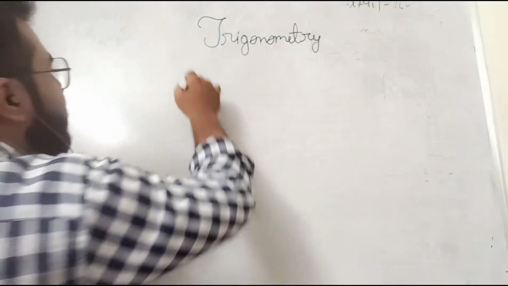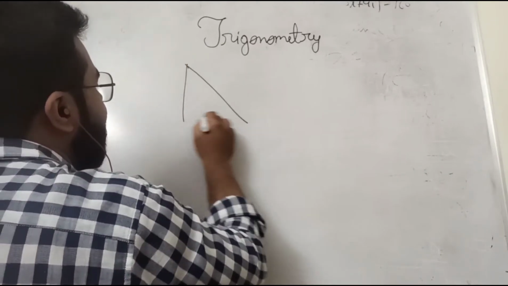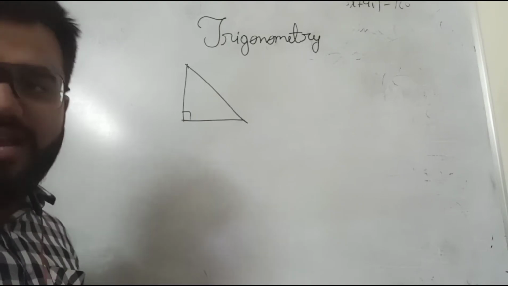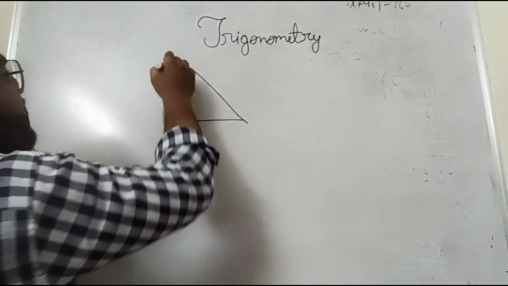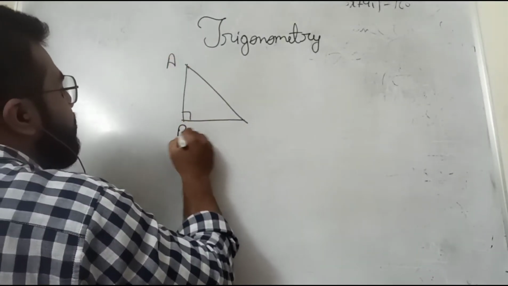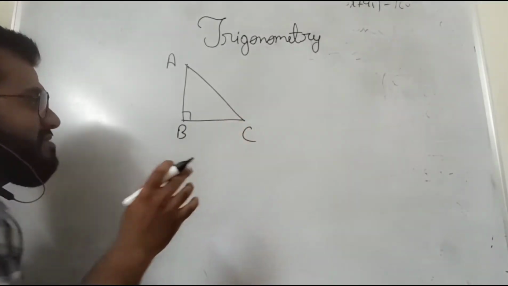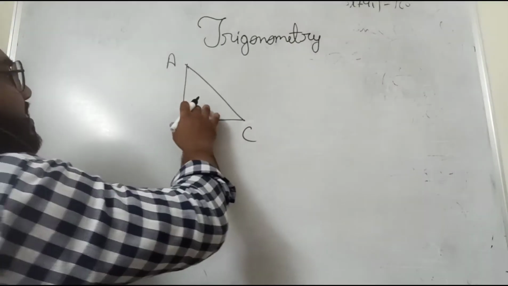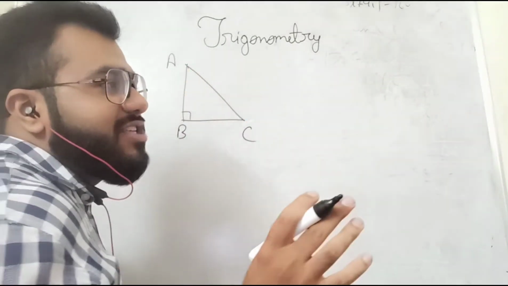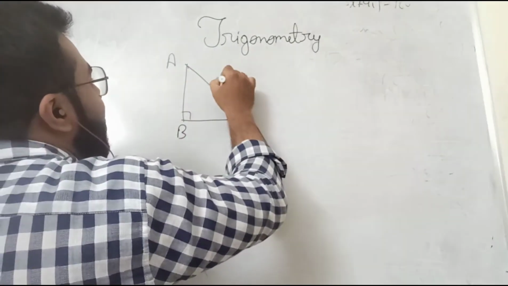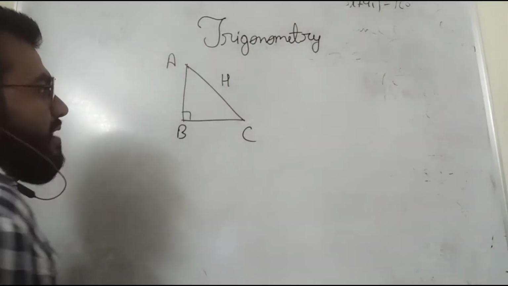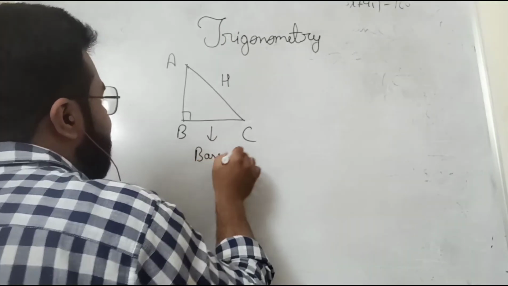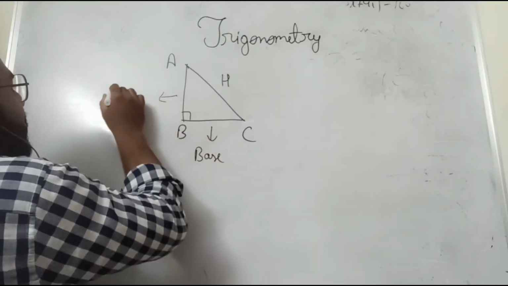So you must know very well what a right angle triangle is. A triangle in which any one of the angles is equal to 90 degrees is known as a right angle triangle. If I consider this triangle ABC where angle B is equal to 90 degrees, we name certain sides, and there are some special names for the sides. The side which is opposite to the angle of 90 degrees is known as the hypotenuse. Here I am denoting this side with H. This side is known as the base and this other side is known as the perpendicular.